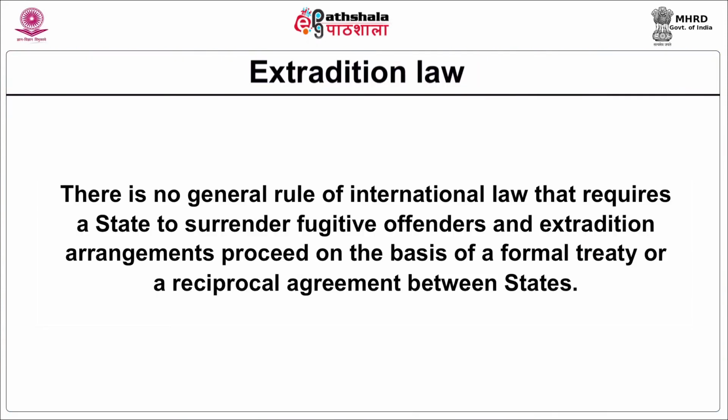Extradition is the formal process whereby a fugitive offender is surrendered to the state in which an offense was allegedly committed, or in which the offender was said to have a proximal nexus, in order to stand trial or to serve a sentence of imprisonment. States resort to extradition treaties. There is no general rule of international law that requires a state to sign extradition treaties or to surrender fugitive offenders to each other. All of this is done based on formal treaties or on rules of customary international law.